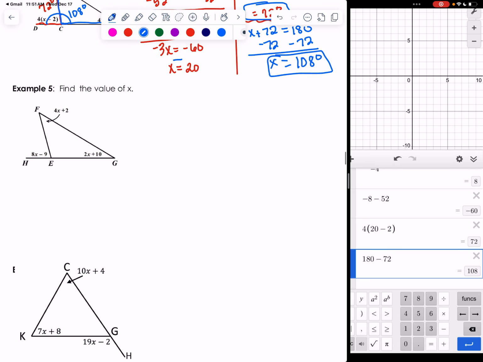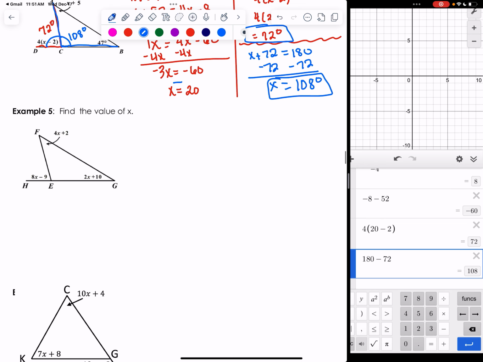All right, example 5. It says find the value of x. So in this problem, they're not looking for the actual angle measure, just the value of x. Pause the video and try this problem on your own. All right, welcome back. Hopefully you took the sum of the two remote interior angles, which would be 4x plus 2 plus 2x plus 10, and you made that equal to the exterior angle, which is 8x minus 9.